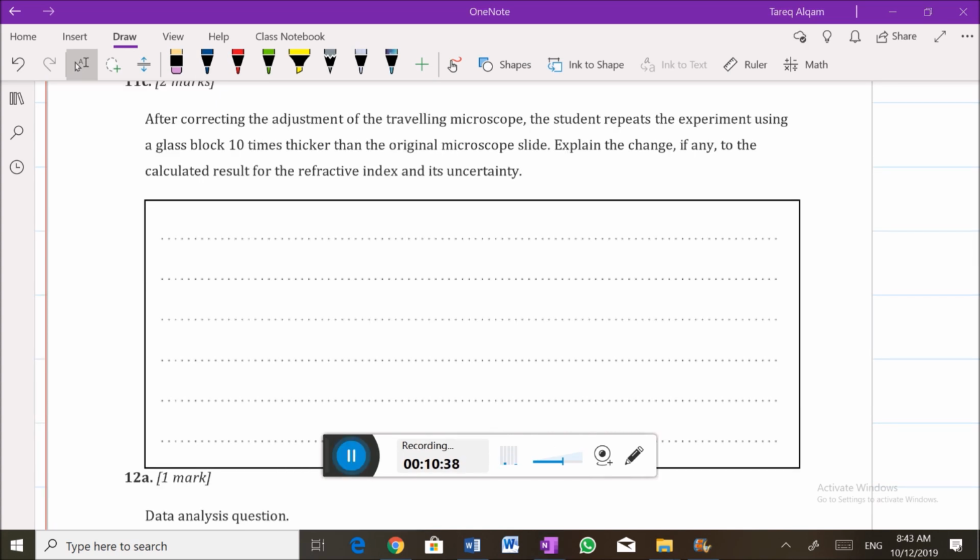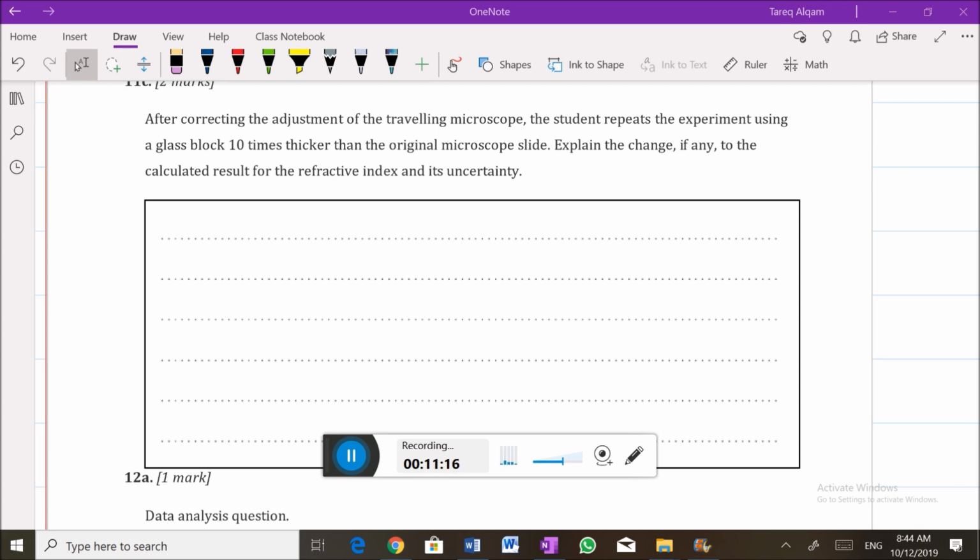After correcting the adjustment of the traveling microscope, the student repeats the experiment using a block of glass 10 times thicker than the original microscope slide. Explain the change, if any, to the calculated result for the refractive index and its uncertainty. Guys, this is exactly similar to the question of measuring a period of oscillation, right? If I measure the time for several oscillations, I will have eventually less absolute uncertainty.